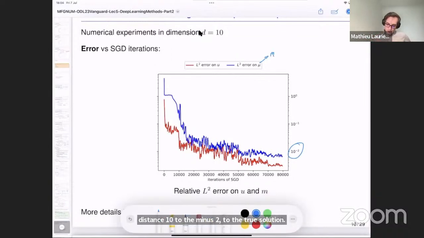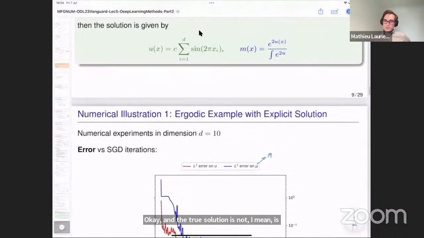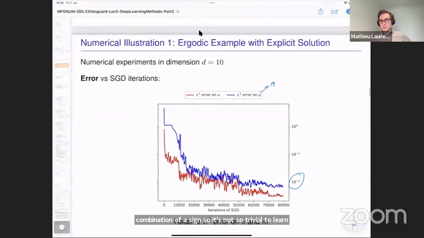Okay, and the true solution is not, I mean, you could say that linear is kind of simple because it's really very flat, but this one is a combination of sines, so it's not so trivial to learn at precision 10 to the minus 2 in dimension 10.